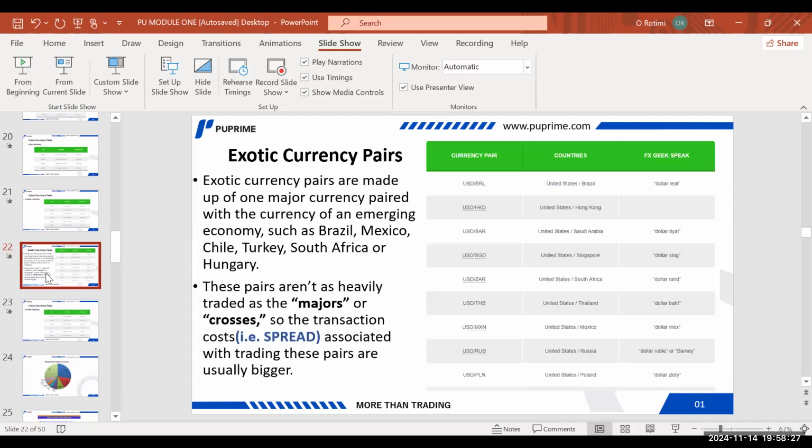The third category of currency pairs are called the exotic currency pairs. Now, the exotic currency pairs are formed when you match any major currency. It can be dollar, it can be pound, it can be anyone. When you match it with the currency of an emerging market. So the exotic currency pairs are formed when you match any major currency together with the currency of an emerging economy. Emerging economy like Brazil, like Mexico, like Chile, Turkey, South Africa, or Hungary. Now, these exotic currency pairs, just like the name exotic, they can be extremely volatile. Many times we advise a beginner trader like yourself should stay away from these currency pairs. They can be too volatile for you to manage as a beginner trader.